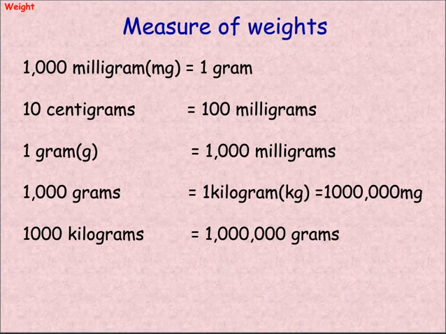Measures of weight. 1000 milligrams, mg, equals 1 gram. 10 centigrams equals 100 milligrams. 1 gram, g, equals 1000 milligrams. 1000 grams equals 1 kilogram, kg, equals 1,000,000 milligrams. 1000 kilograms equals 1 million grams.